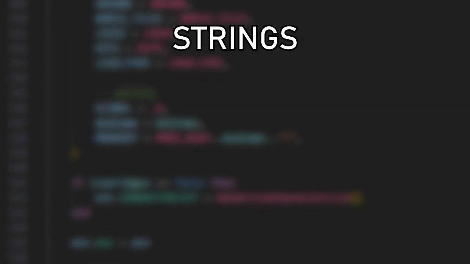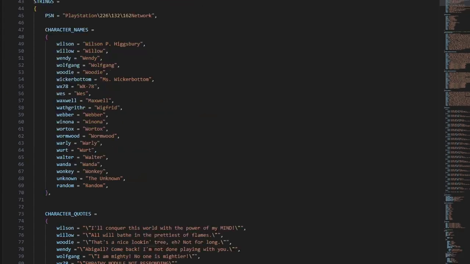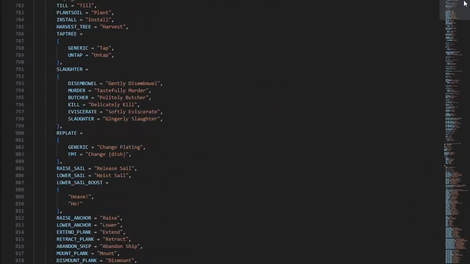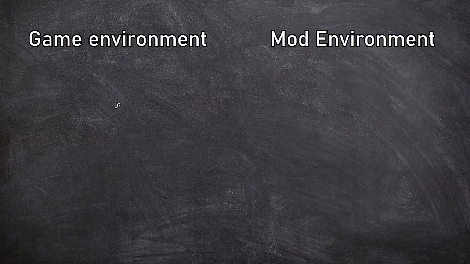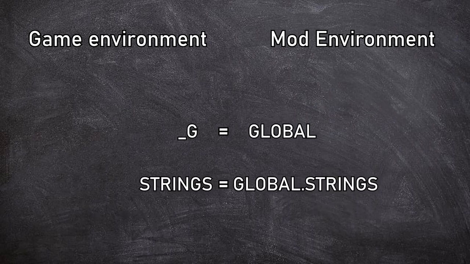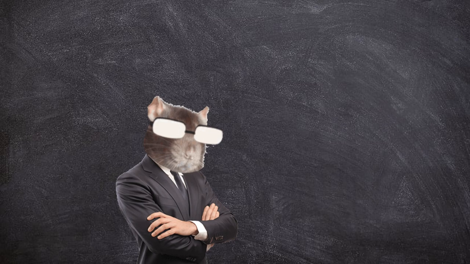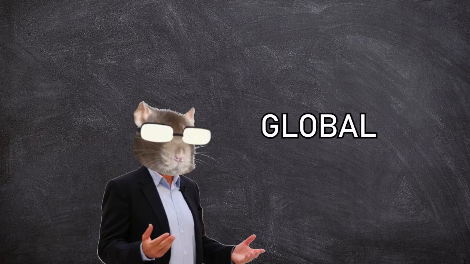A good example I can give is the strings table, which is a giant table that holds anything from character quotes to recipe descriptions. Strings is not passed into the mod environment, but you can access it through the global table by simply indexing it. So anything declared globally by the game can be accessed by mods through this table.